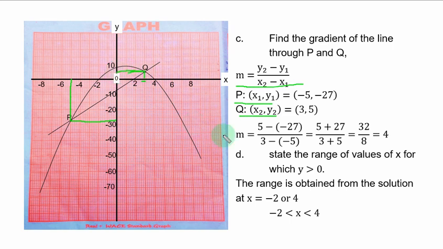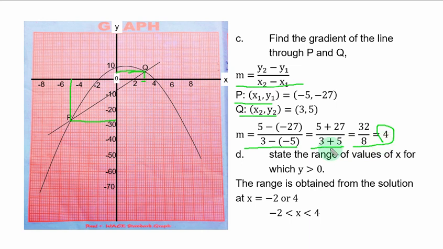So the gradient is this. y2 is 5 minus y1, that is -27, over s2 is 3 minus s1, that is -5, which simplifies to this. You have 32 over 8. If you divide, you have 4.